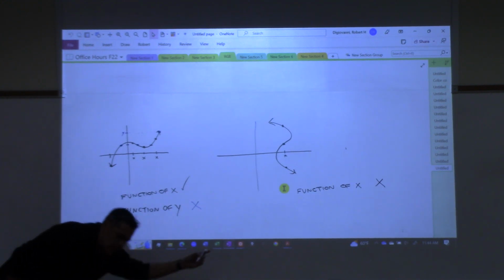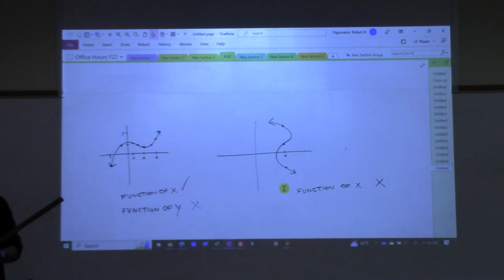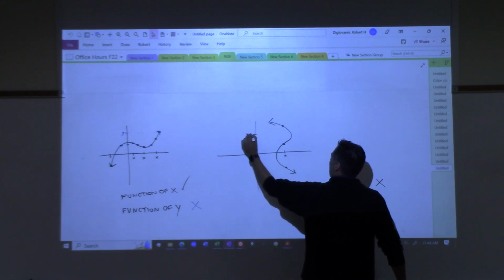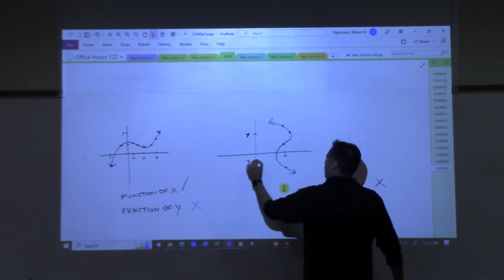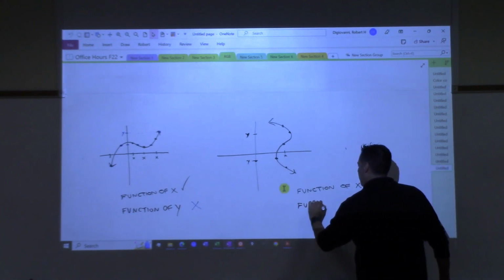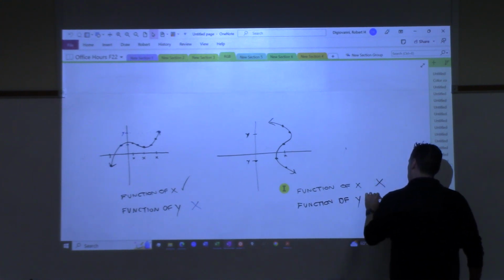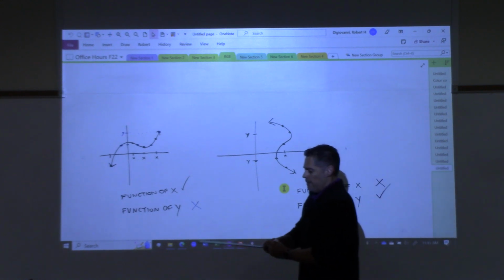And then what about over here? That one is a function of y, right? That is a function of y, because if I plug in a value of y, no matter where I go, I'm only getting one value of x corresponding to it. So a function of y, yes. Okay, so if it's a function of y, it basically has to pass a horizontal line test?